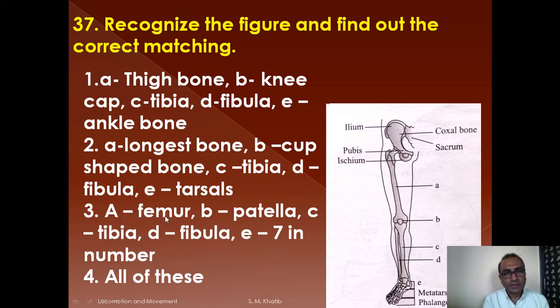Then number 3: A, femur bone, yes, thigh bone is also called femur. B, patella, yes, kneecap is also called patella bone. C, tibia. D, fibula. And E, 7 in number, the tarsals in the leg bones. Look at this region, the tarsals will be 7 in number in the ankle bones, we call them. Whereas in the wrist, the similar bones called carpals, there will be 8. Okay, so here tarsals slightly mentioned, so all of these is the right answer.